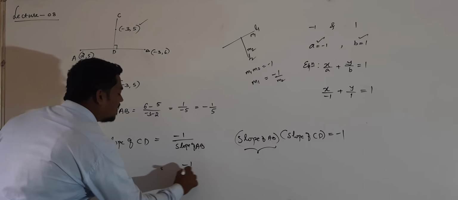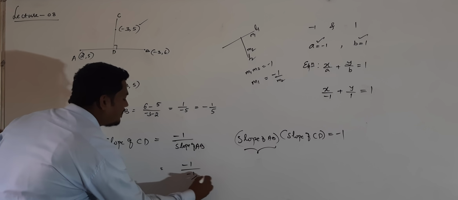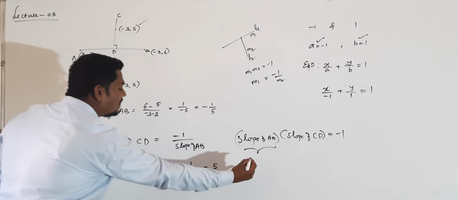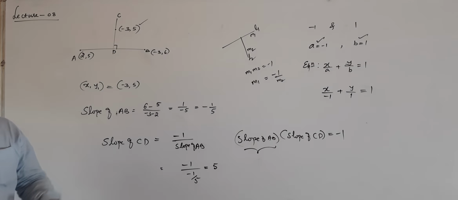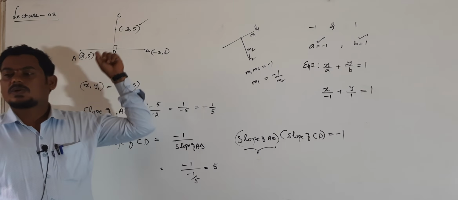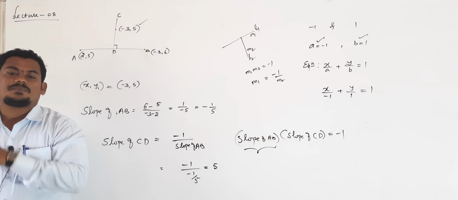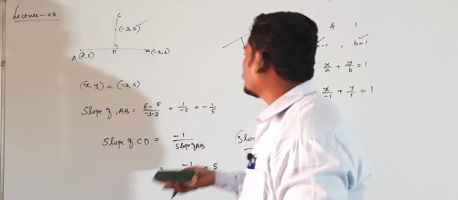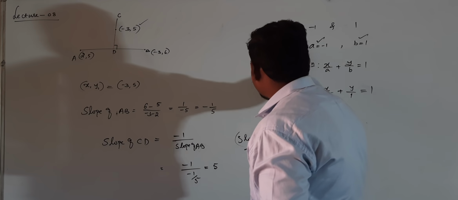Now minus 1 divided by minus 1 divided by 5. Denominator of denominator becomes the numerator and the negative sign will get cancelled. Means slope of this CD line is 5. Now you have the slope of CD and one of the points. Then use the slope point formula, right? After this, just find the equation.